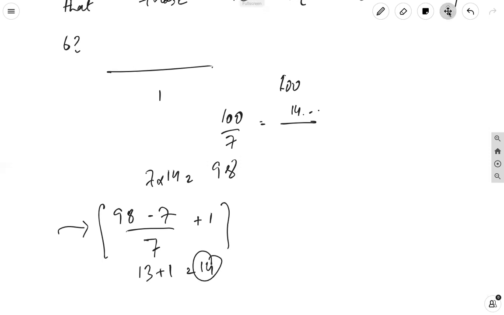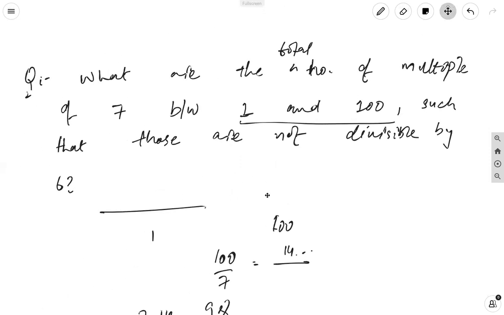Now, the other thing asked in the question is that those are not divisible by 6. One way is to find all of those multiples of 7 that are not divisible by 6. The other way is to find those that are divisible by 6 and subtract from the total 14. It is better to do it the second way.